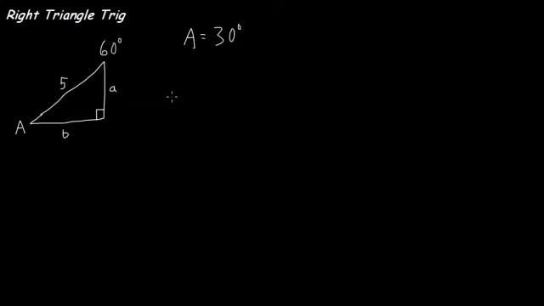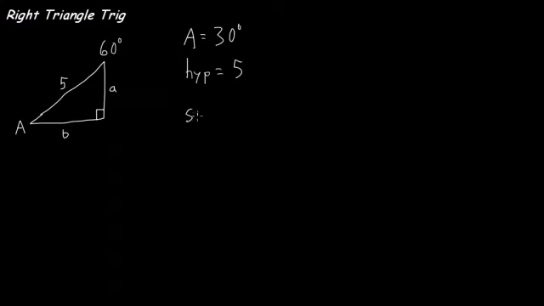Okay, so now we need to use trig to solve the rest of it. So I have the hypotenuse is equal to 5. So we ask ourselves, is there some trig function of A that involves the hypotenuse? And we have two to choose from. Both sine and cosine involve the hypotenuse. So we can write a formula.